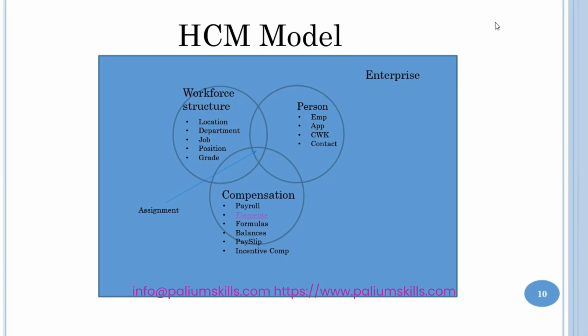So on the HR, we have primarily to think about the entire HCM model as three main entities. One entity is the workforce structures, which consists of the location, department, job, position, grade, and so on. The other is the person. When we say person, we refer to an employee, applicant, contingent worker, contacts, candidates, anybody who is a person and whose record is maintained in the application.